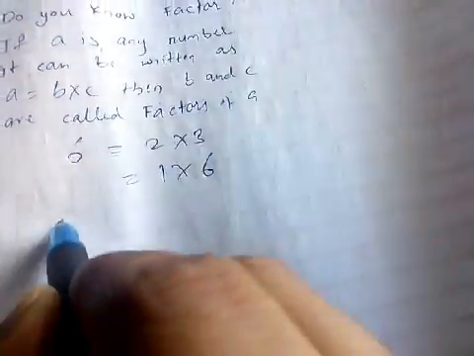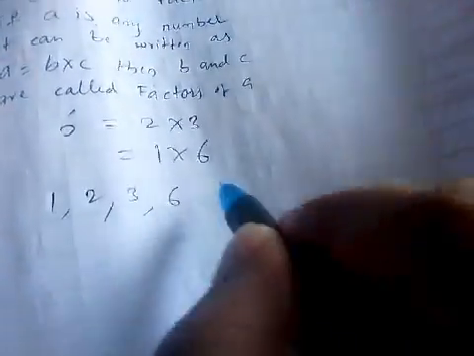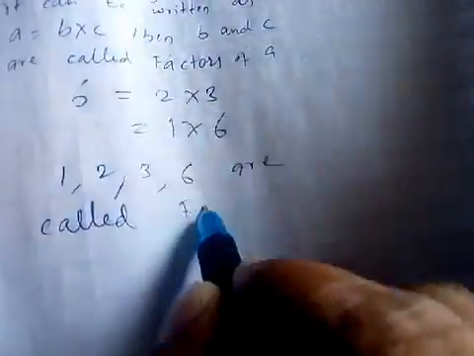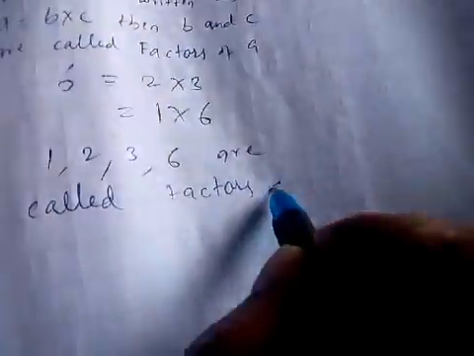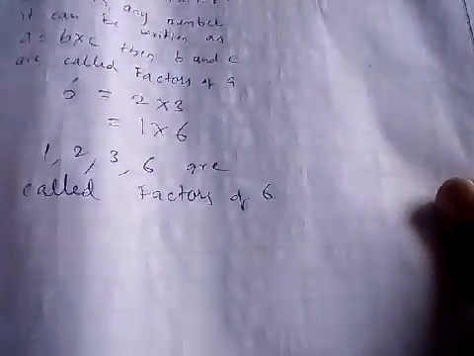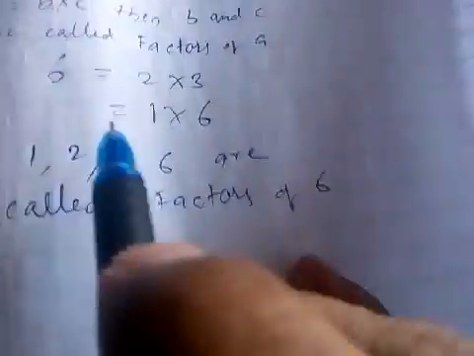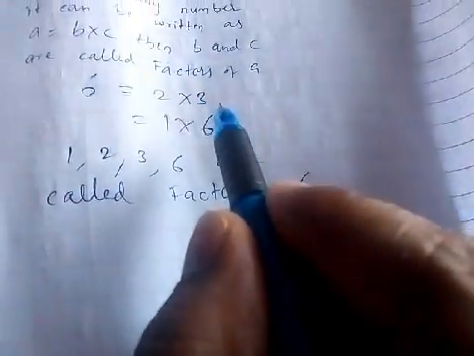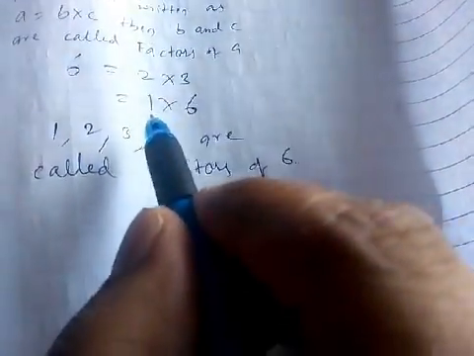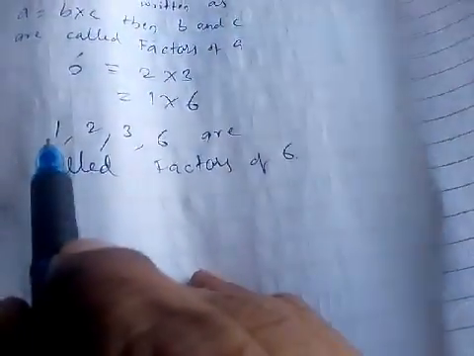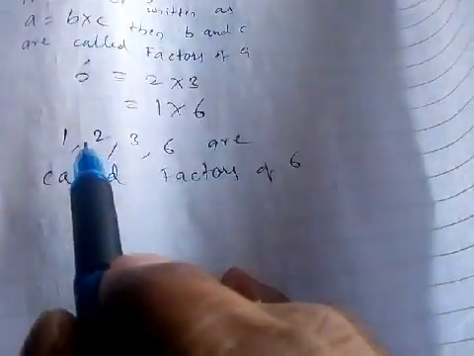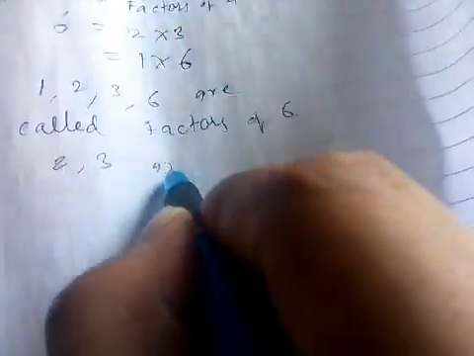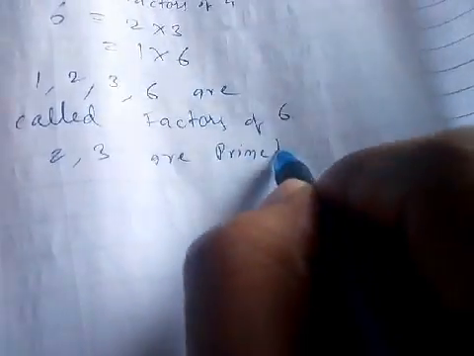So here 1, 2, 3, 6 are called factors of 6. When 6 is a number, we are writing it as a product of two numbers, 2 and 3. In another way, I am writing 1 into 6. Among all these factors 1, 2, 3, 6, which are the primes? Here 2 and 3 are prime factors.